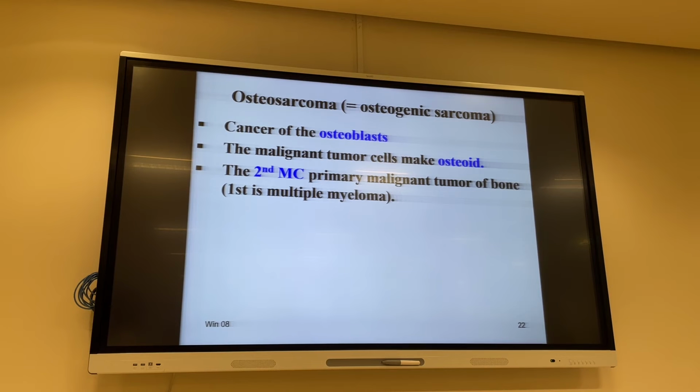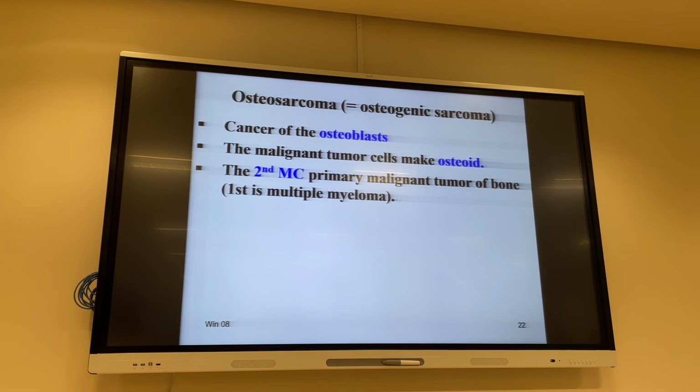It's a sarcoma, and you guys know the difference between a sarcoma and a carcinoma, correct? We have talked about this in the POD, okay? So this is a tumor of the mesenchymal tissue rather than the epithelial tissue, as you see in carcinoma. So the malignant cells here make the osteoid that eventually becomes mineralized, and that will give new bone.